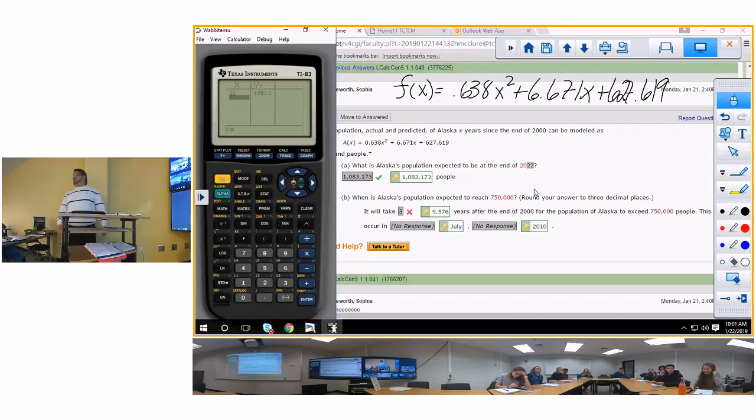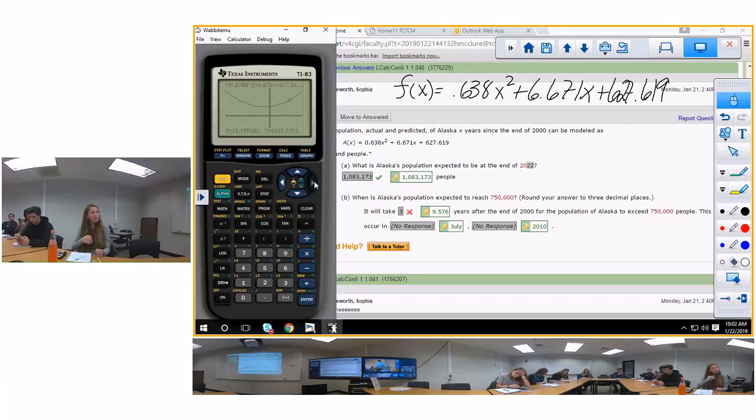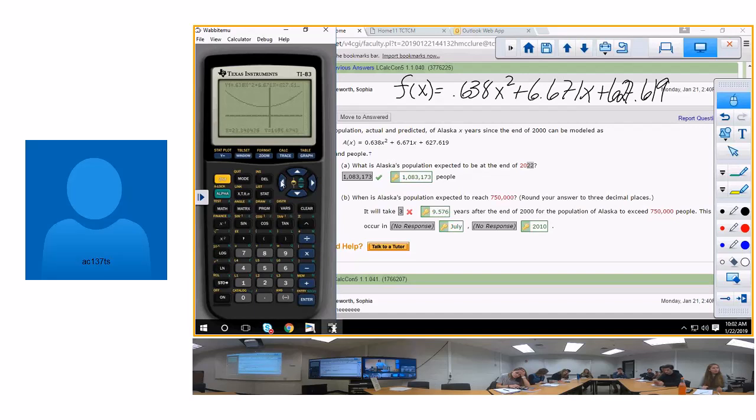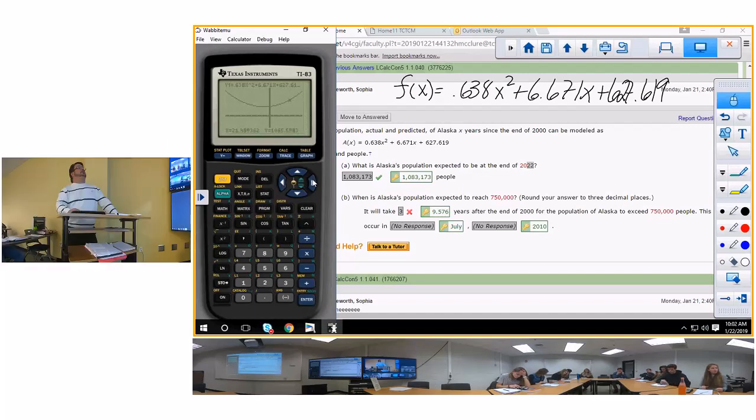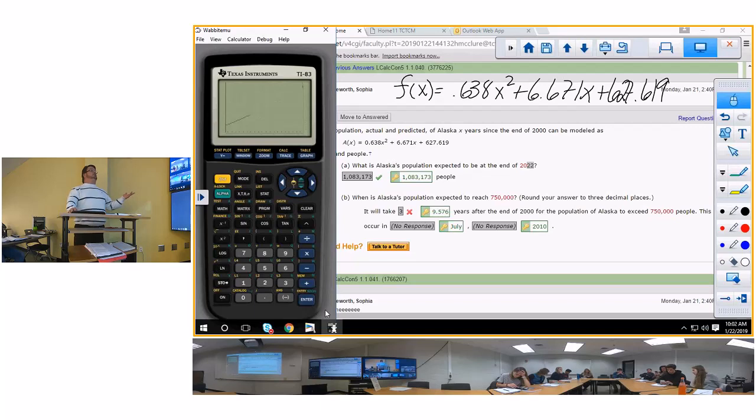So you can do it that way, or you can go to graph and hit trace and go until you get 22. But it's not going to give you an accurate value unless it's right on it. See? That's going to be hard, and you can blow it up. You can go in there and hit zoom in. I'm just showing you everything because I want you to pick what you want, okay?